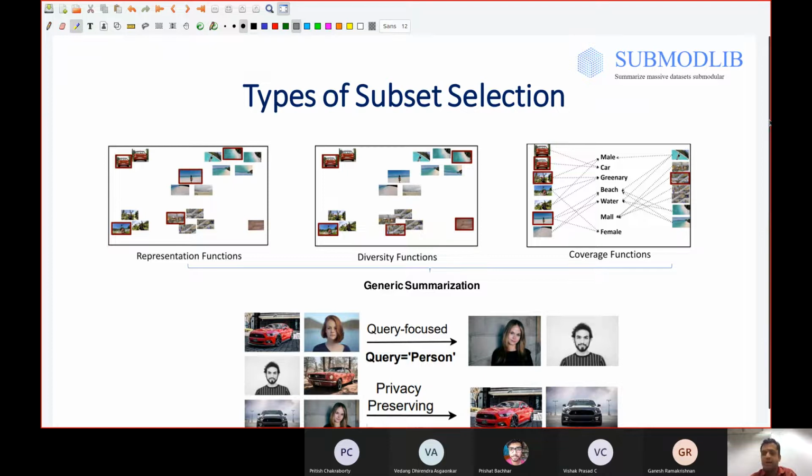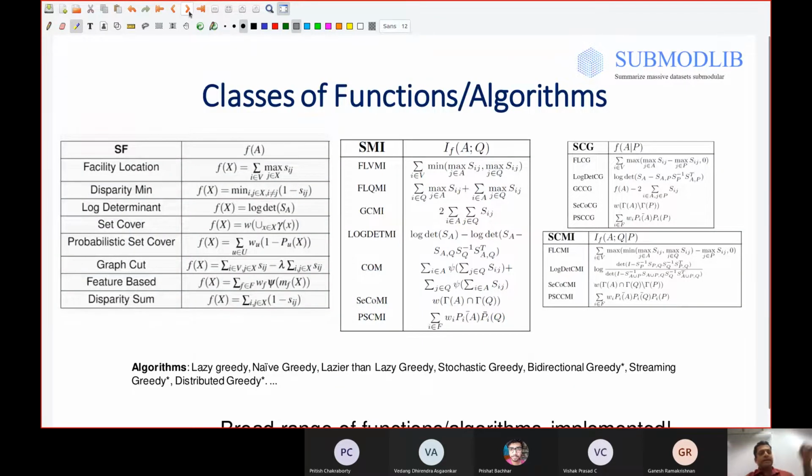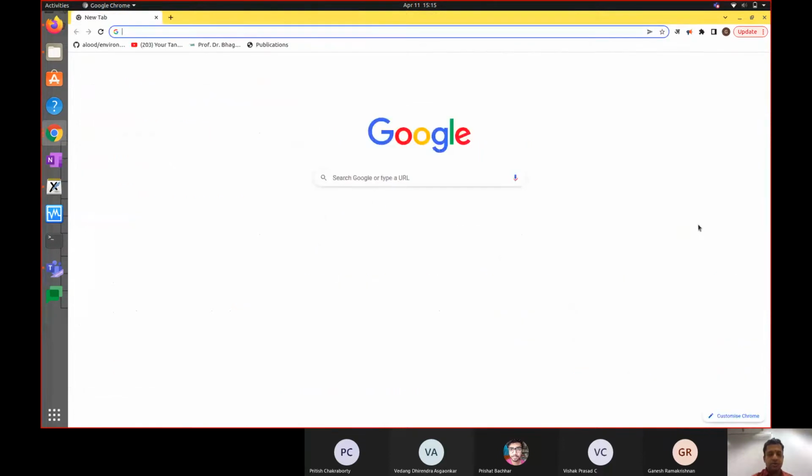Okay, and it has all these query-driven, privacy-preserving, and all of these variants you'll find. And these are the class of functions: specific location, disparity min, log determinant, all of these obviously. But in addition, you can do mutual information-based functions, which I spent quite some time on. You can do conditional gain-based functions there, and you can also do conditional gain and mutual information together.